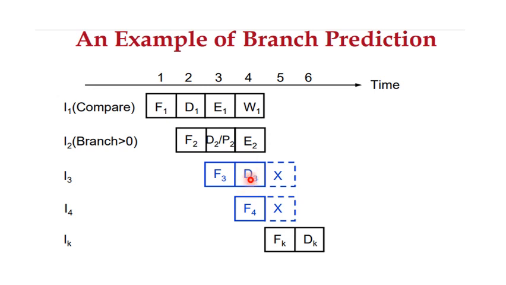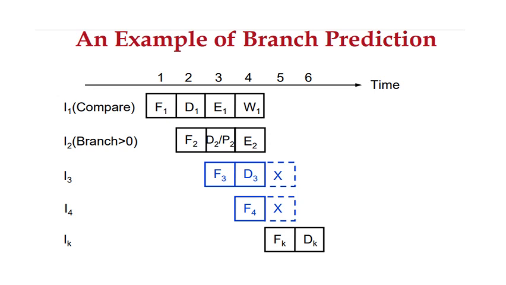The result of the compare operation is available at the end of cycle 3. Assuming that it is forwarded immediately to the instruction fetch unit, the branch condition is evaluated in cycle 4. At this point, the instruction fetch unit realizes that the prediction was incorrect and the two instructions in the execution pipe are purged. A new instruction Ik is fetched from the branch target address in clock cycle 5.